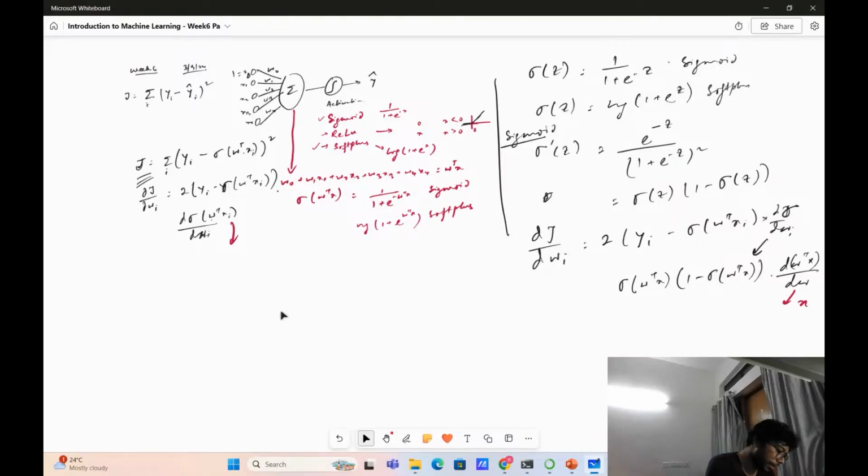Okay. So finally, what is dJ/dw? It's twice of (y_i minus sigma of w transpose x) times sigma of w transpose x into 1 minus sigma of w transpose x, into x. So this will be x_i's. And there will be a summation sign overall, because we had the summation sign from the start.